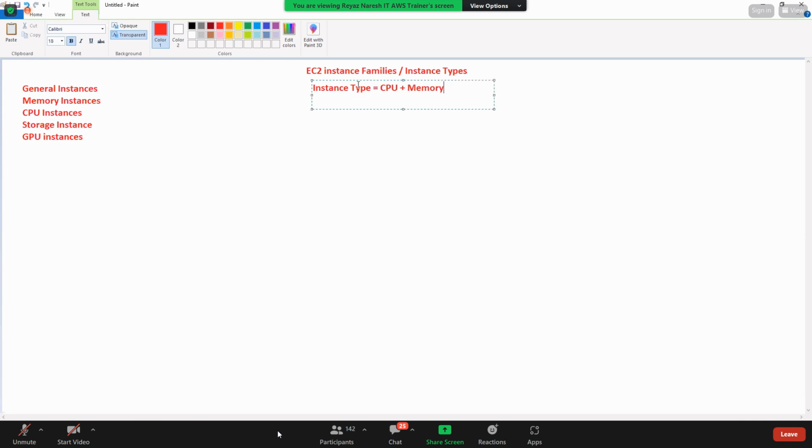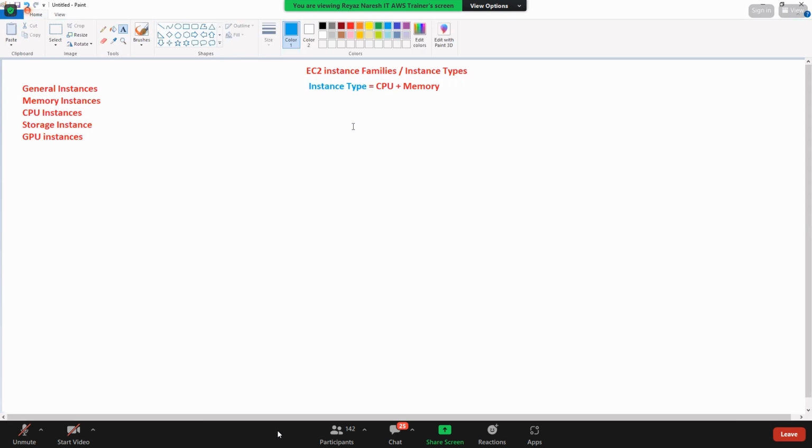You will be going and launching the EC2 instance, no? For that, we need to select how much CPU and how much memory we need to mention. If you're going and purchasing a laptop, what is the first thing that you see? How much CPU, how much memory and storage, right? But here, when you're launching the EC2 instance, the instance type comes with a combination of CPU and memory.